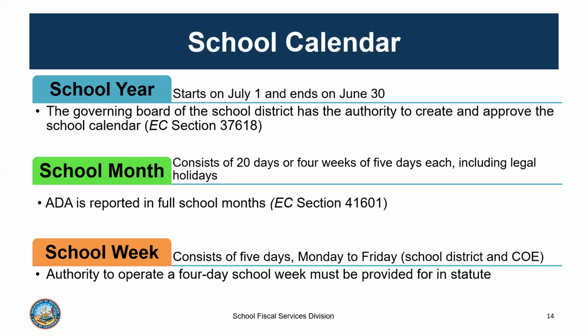As stated earlier, the school year starts on July 1 and ends on June 30th. The governing board of the school district has the authority to create and approve the school calendar. LEAs can adopt a single district-wide calendar or a calendar for each school site. A school month consists of 20 days or 4 weeks of 5 days each, including legal holidays. ADA is reported in full months. For school districts and COEs, the school week consists of 5 days, Monday to Friday. The authority to operate a 4-day school week must be provided for in statute.